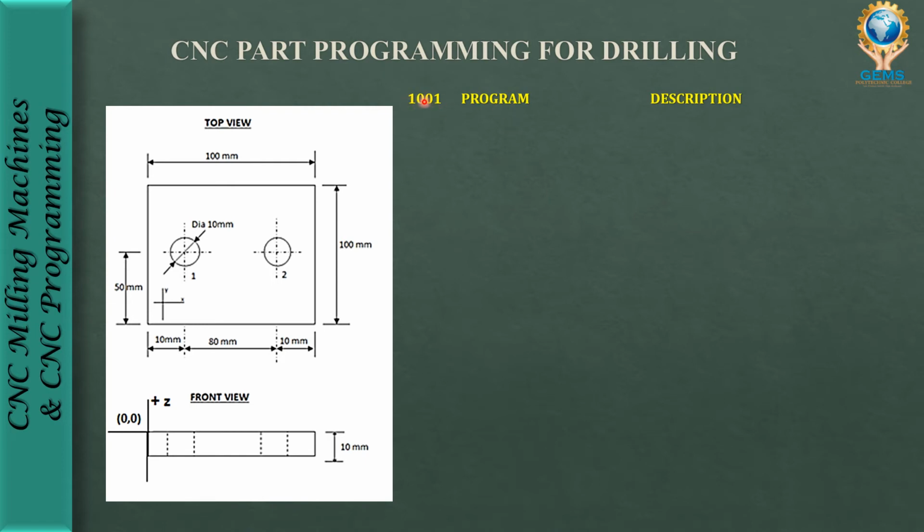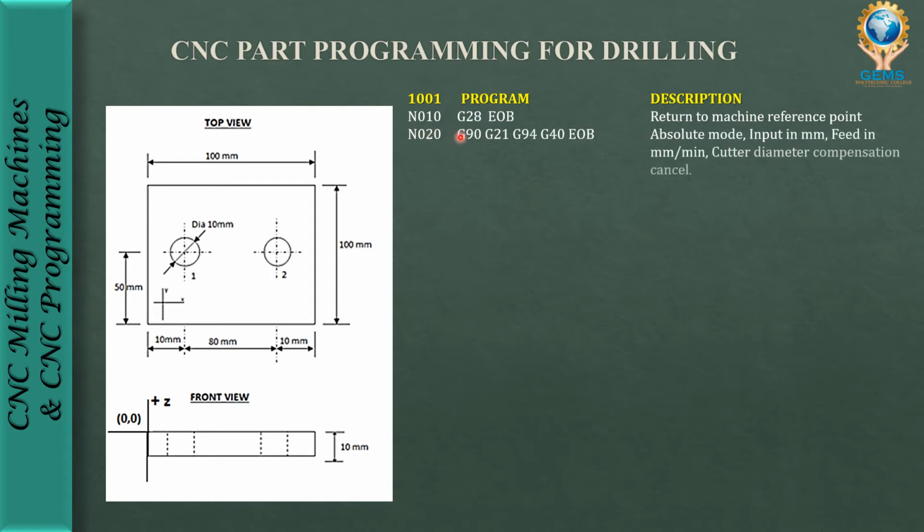This is the program number, this is the program, and this is the description. I am going to write the block numbers as N010, N020, N030 like that. So this is my block number N010: G28 EOB. EOB means end of block. Initially I write G28. G28 represents return to machine reference point. First come to the machine reference point. Then N020.